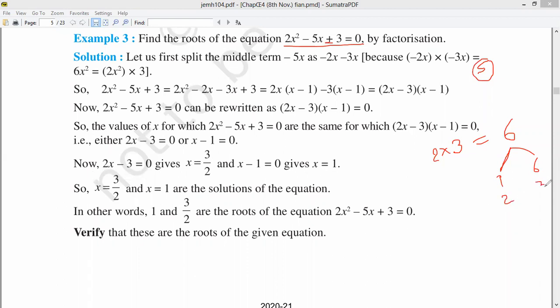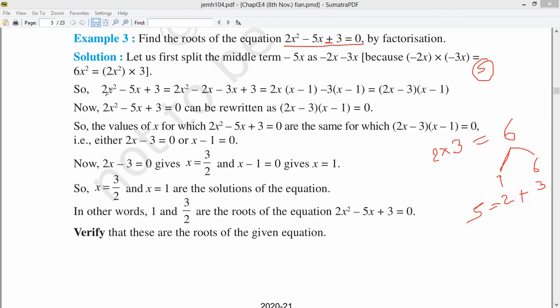So when we multiply 2 by 3 we get 6, and when we add these two, 2 plus 3, this is equal to 5. So it means कि 6 के वो factors जो multiply होने पर 6 थे and add करने पर 5 थे, वो होंगे 2 and 3.